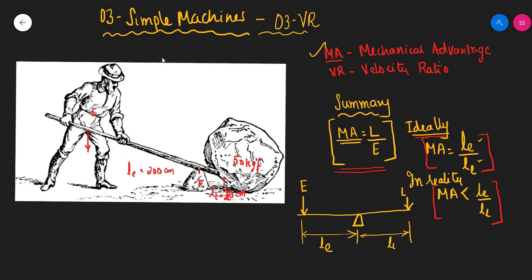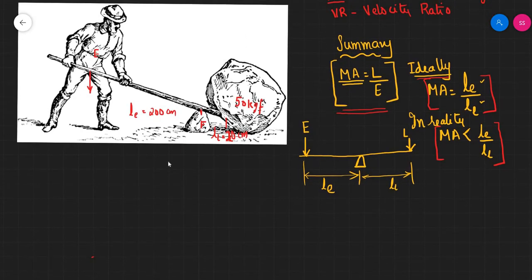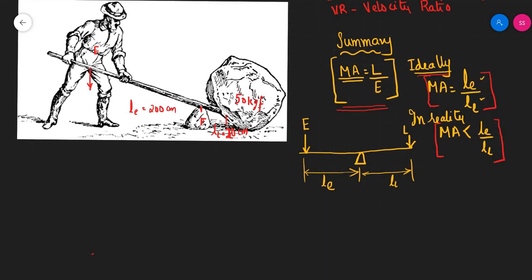So in this video, we're going to continue from the previous example, where we had a stone of 50 kgf and you had to put in an effort, and given was LE was 200 and LL was 20 centimeters. So let us represent that in a simpler format. So usually you will always find it represented in this format.